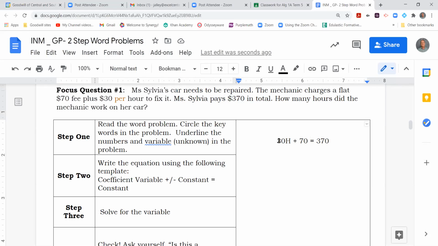Now you're able to figure out how many hours the mechanic worked on the car. And the question that you're trying to solve is another clue to the variable. We don't know how many hours. Remember, variable can be changeable or it can be an unknown. So when the problem asks how many hours did the mechanic work on the car, and you see that it's $30 per hour, there's a changeable amount. If it's 2 hours, it's going to be 30 times 2. If it's 10 hours, it's going to be 30 times 10. Oh, I just gave away the answer.